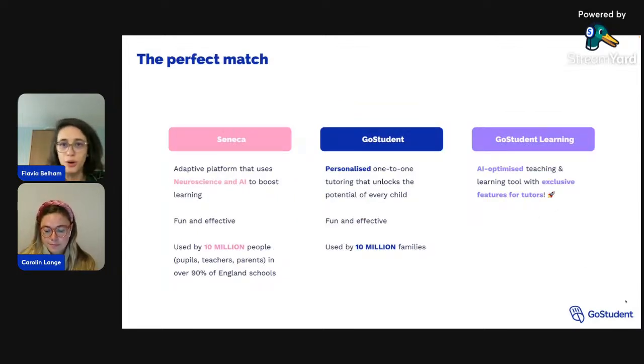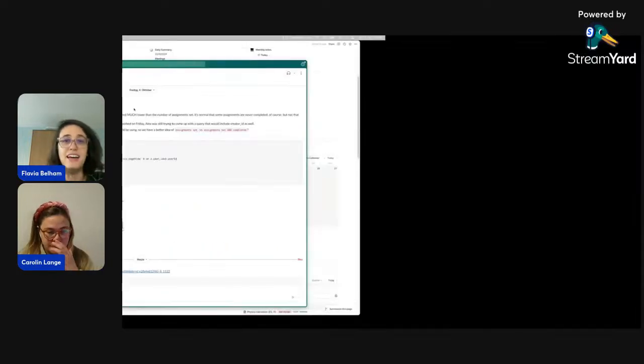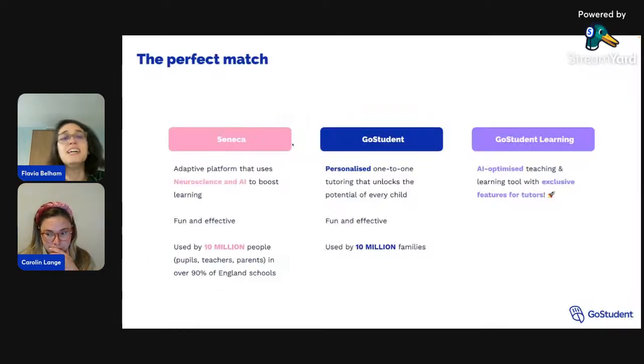So if you don't know yet, I'll tell you what Seneca is and how it got combined with GoStudent to create GoStudent Learning. Seneca is an adaptive learning platform that uses neuroscience and AI to boost learning. It is very well known in the UK. It's used by over 10 million people. 90% of the schools in England use Seneca. It's fun and it's effective and it really, really works. And then we have GoStudent, which is, as you know, a personalized one-to-one tutoring platform that unlocks the potential of every child. It's also fun and effective, and it's also used by 10 million families.